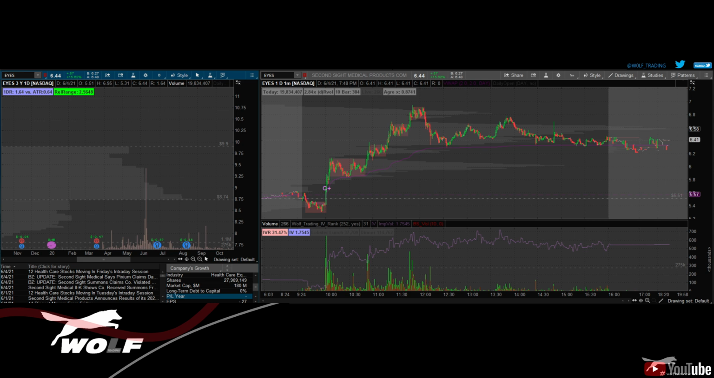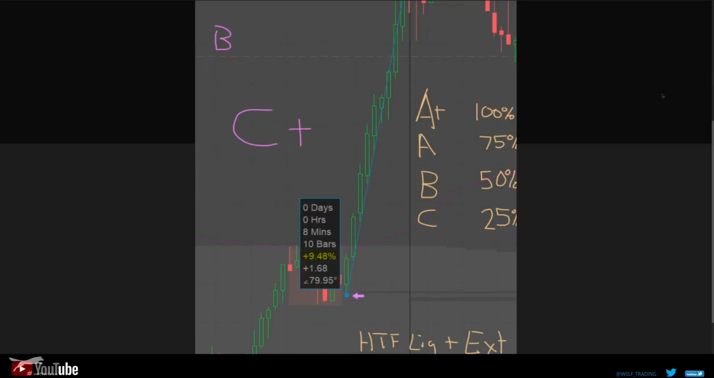And again, we don't have a piker or scalper mentality at Wolf Trading. We track the larger players and we position play assets. Let's go ahead and go into a few more slides.